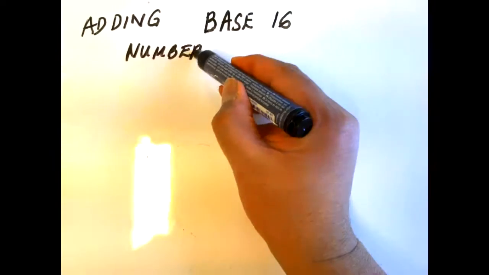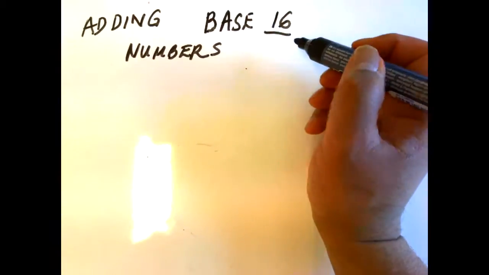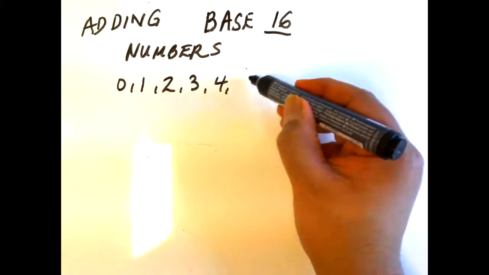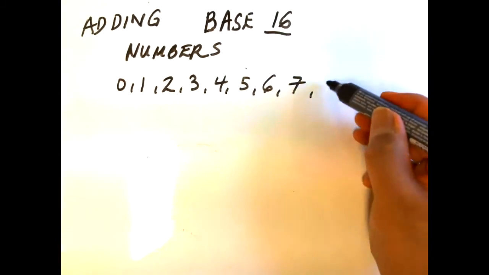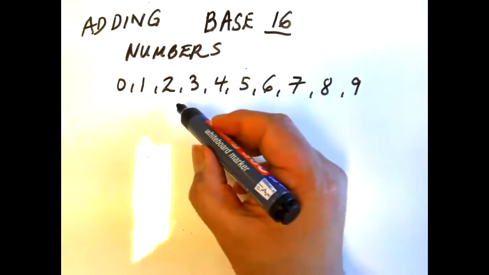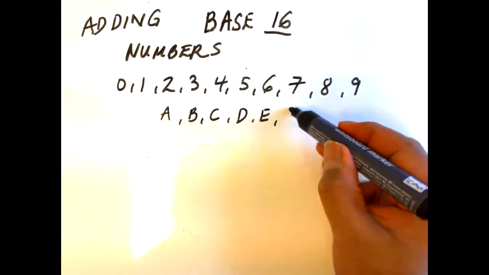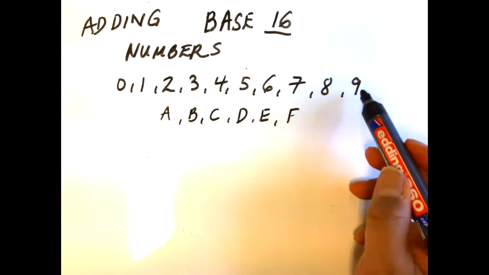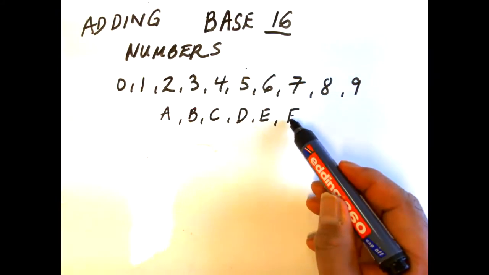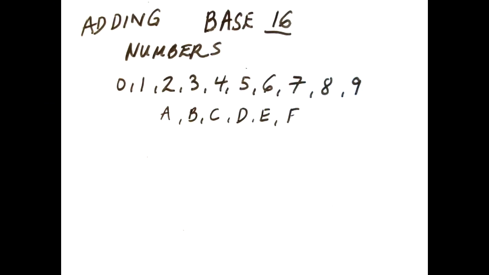Now in base 16 we are allowed how many symbols? 16 symbols, and they're going to be 0, 1, 2, 3, 4, 5, 6, 7, 8, 9, and then a new symbol, which is A, B, C, D, E, and F. So those are 16. So 0 to 9, that's 10, 11, 12, 13, 14, 15, 16. 16 symbols all in all.